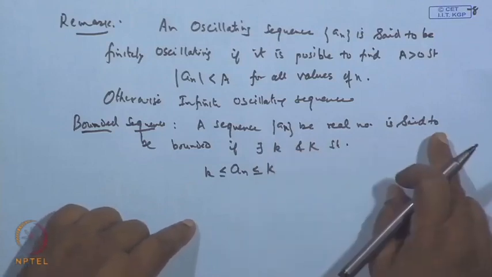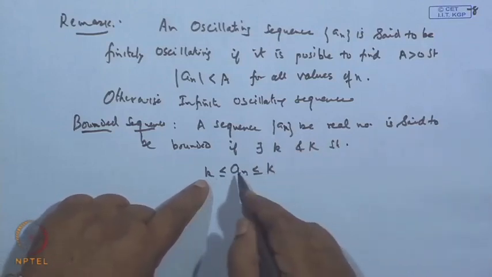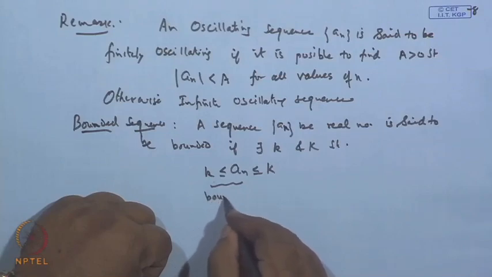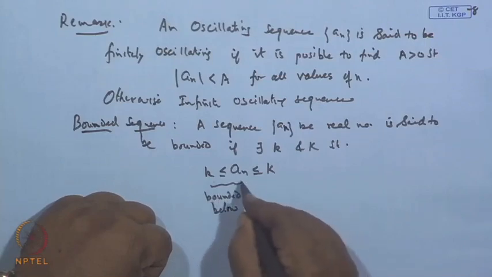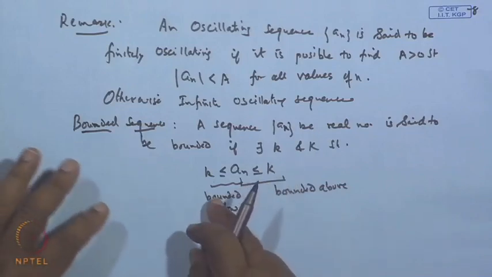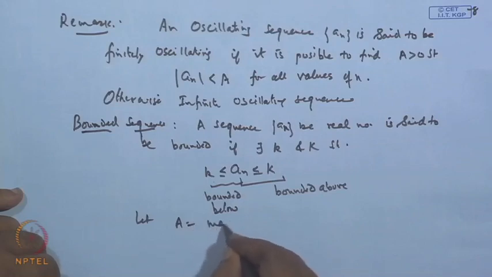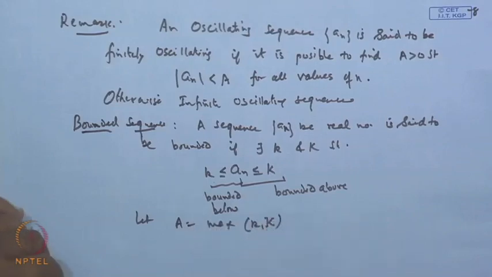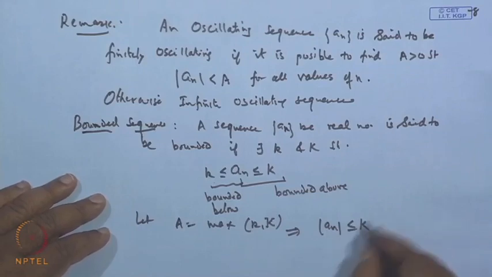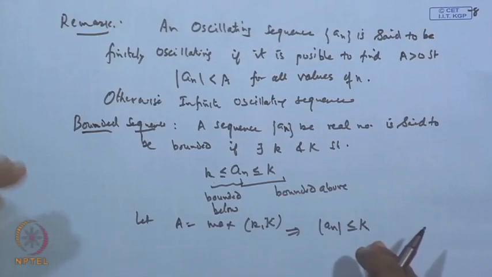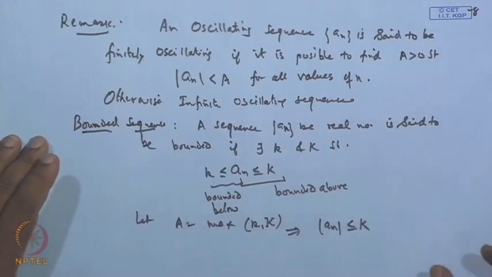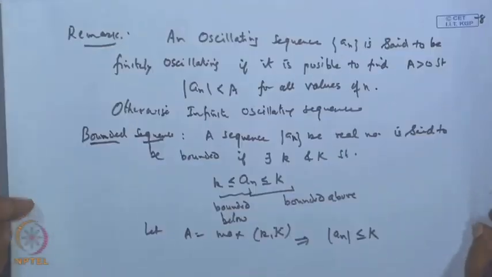A sequence A n is said to be bounded below if there is a small k such that all the terms of the sequence are greater than or equal to k. This gives bounded below, while the other gives bounded above. If we combine both, and let capital A be the maximum of k and capital K, then mod of A n is less than or equal to A, and we say this sequence is bounded. So: bounded below, bounded above, and bounded.